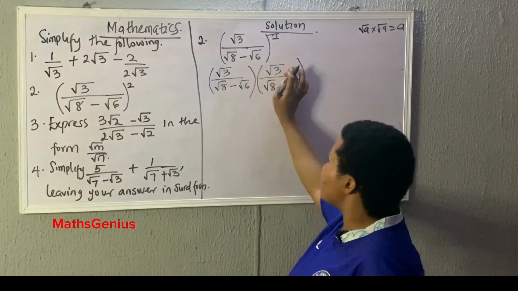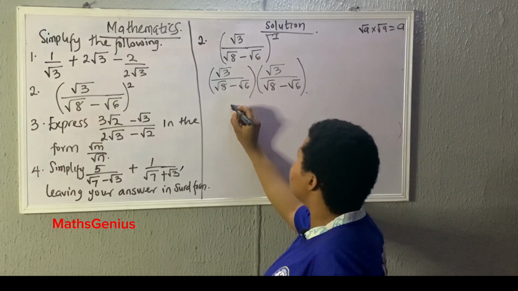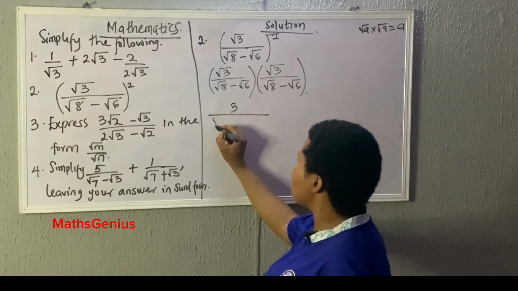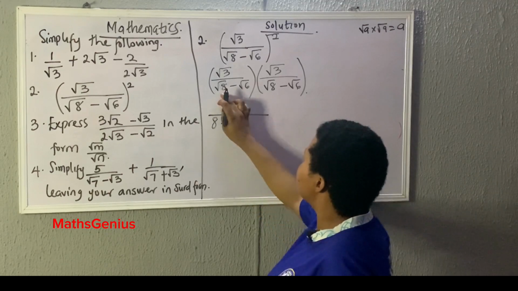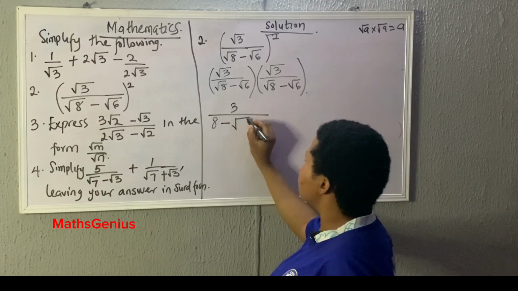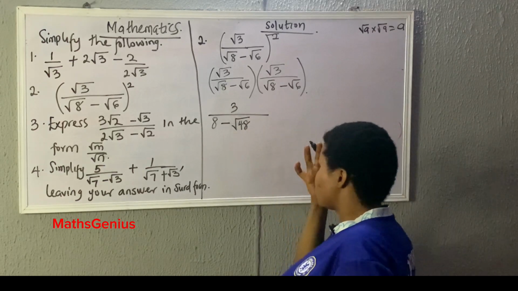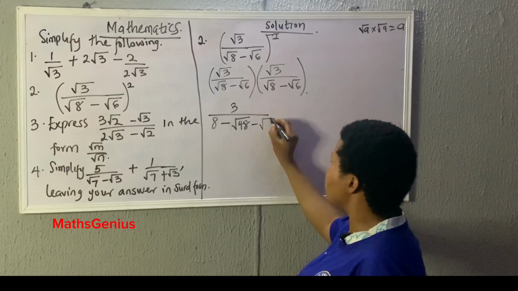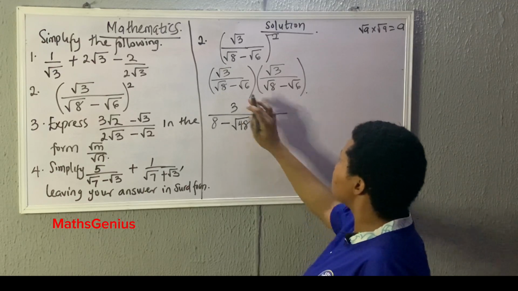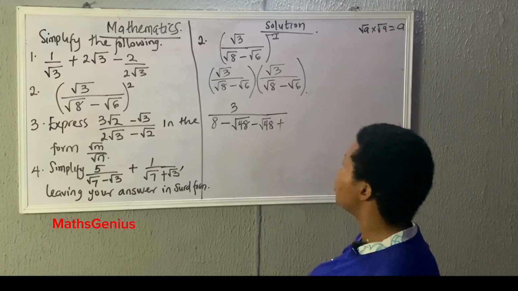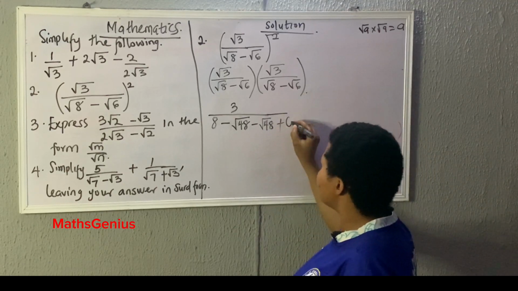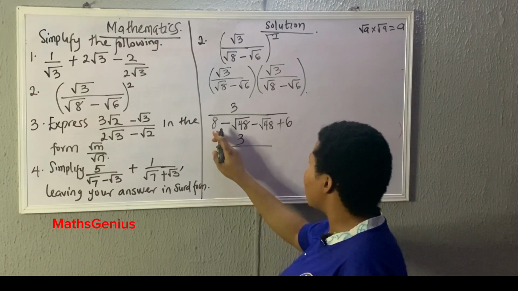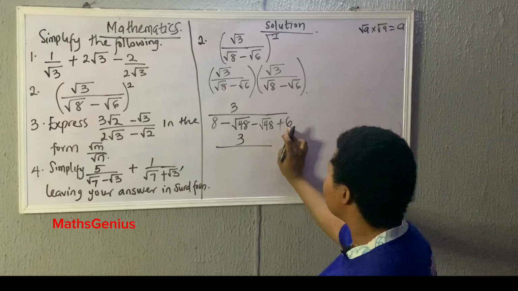So we have root 3 times root 3 will give us 3, over root 8 times root 8 will give us 8. Minus root 8 times root 6 will give us root 48. Minus root 6 times root 8 will give us root 48. Minus times minus will give us plus. Root 6 times root 6 will give us 6. So let's proceed. We have 3 over 8 plus 6 will give us 14.